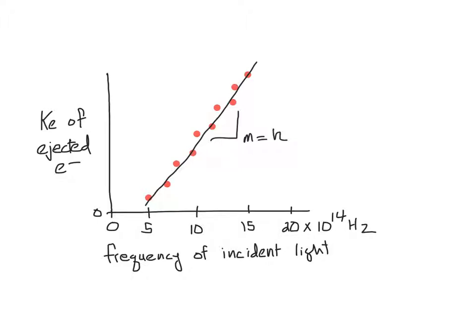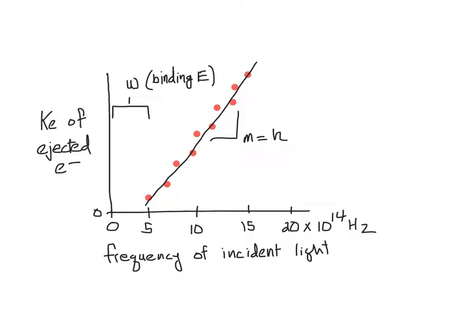The other thing that I'd like you to notice in this plot is that there is some threshold of frequency of incident light in order for any electrons to be ejected. In this particular graph, it's around 5 times 10 to the 14 hertz. That is, any frequency of light lower than 5 times 10 to the 14 hertz does not have sufficient energy to eject an electron. We call this the binding energy. So there's some amount of energy associated with the binding of the electron to the material that needs to be overcome by the photon before the electron can be ejected.